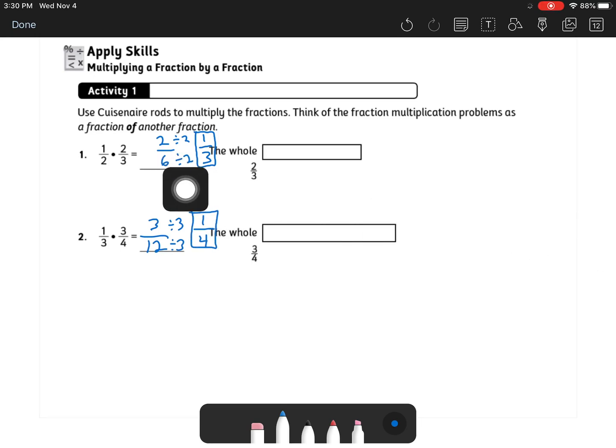Okay, so once you've multiplied, many times, whatever the numerator is, a lot of times the denominator can be divided by that same factor. So like 2 is a factor of 6, so I can divide both top and bottom by 2 to put it in simplest form. Same thing here. 3 is a factor of 12, so I can divide by 3.